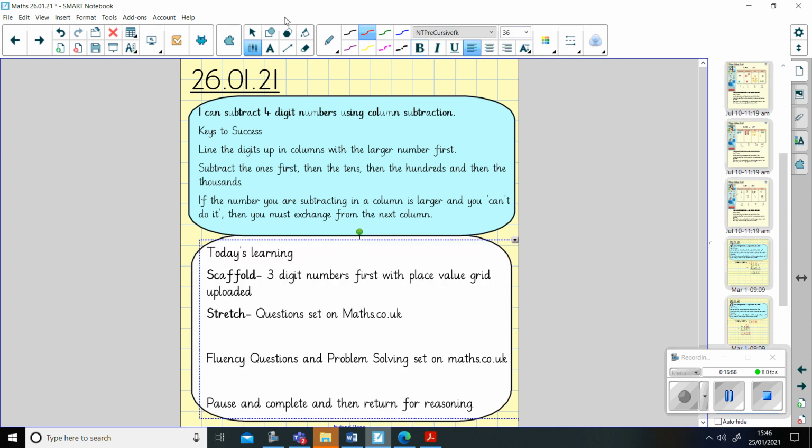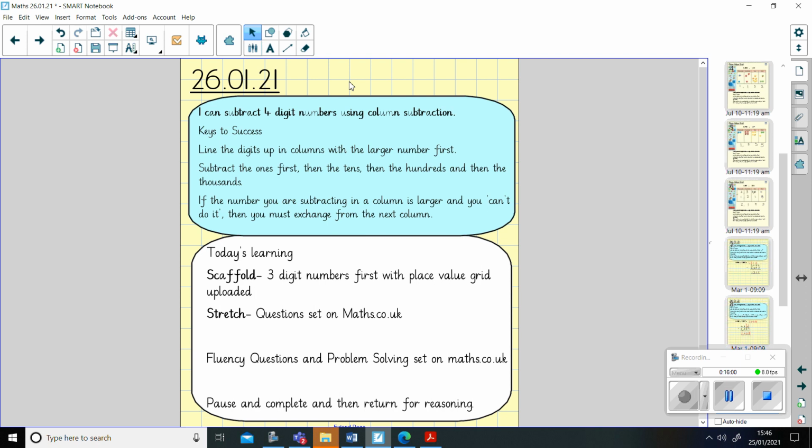Okay, let's have a look at today's learning. What you're going to do today is to log on to maths.co.uk. There are some questions there for you. There are 2 tests set today. One is some fluency questions, and the other is some problem solving questions. So there's 2 separate tests to complete. Please start with the fluency ones and then move on to the problem solving.